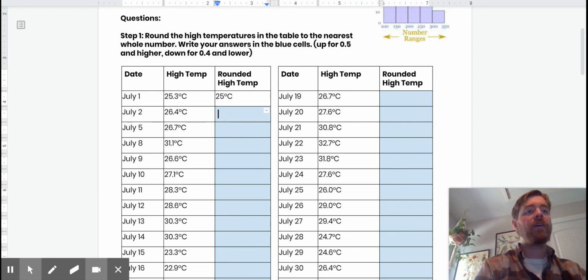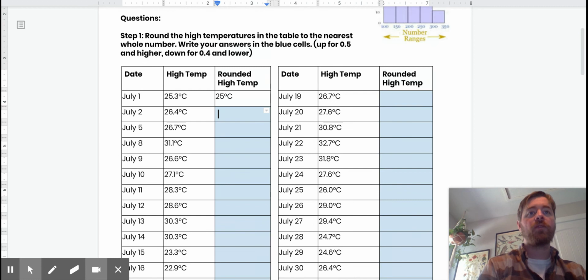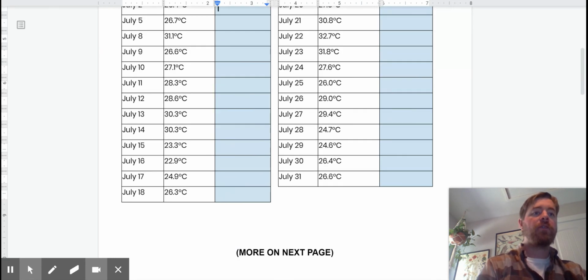And so you'll just do that for the rest of this table and the next table all the way through July 31st. So you need to round the whole number from July 1st, all those temperatures, all the way through July 31st. Okay? That's part one.